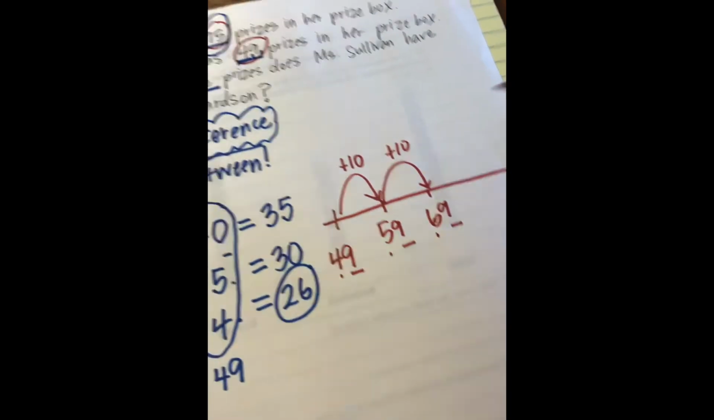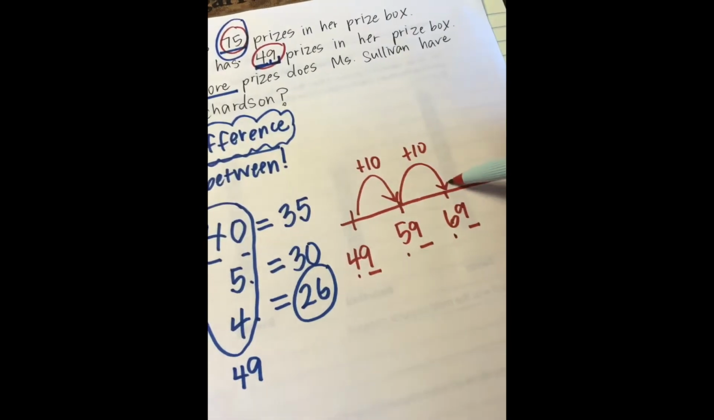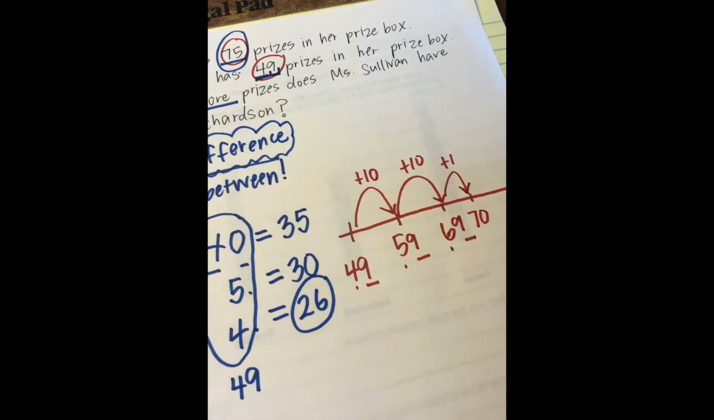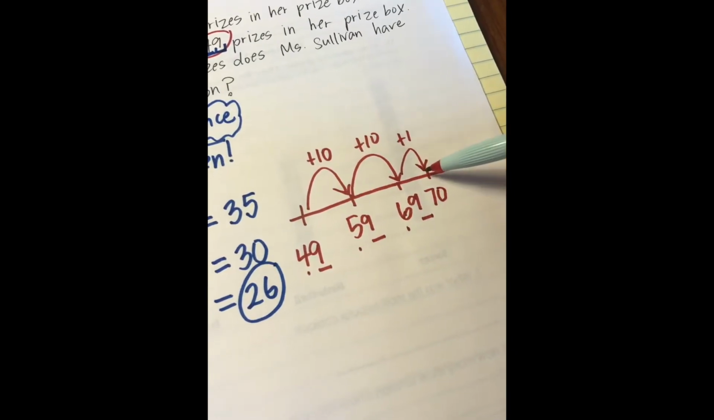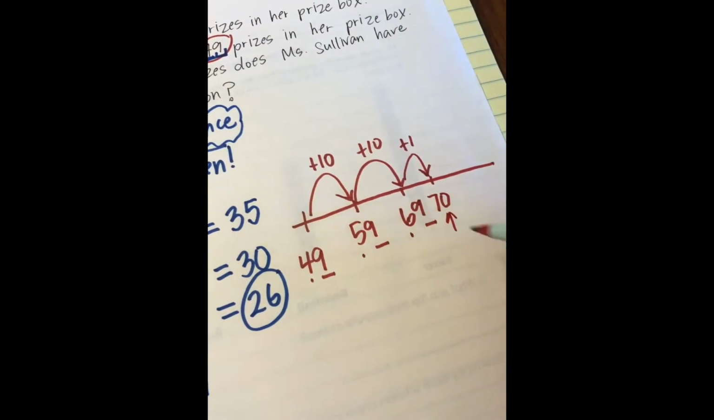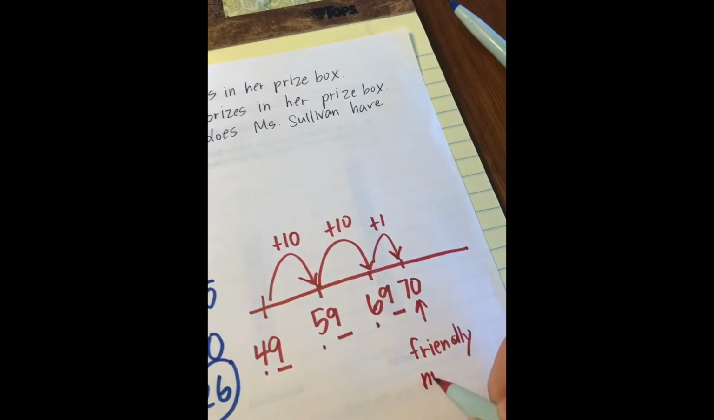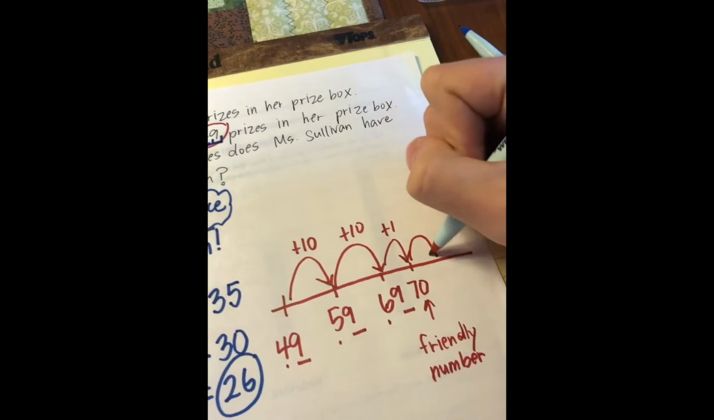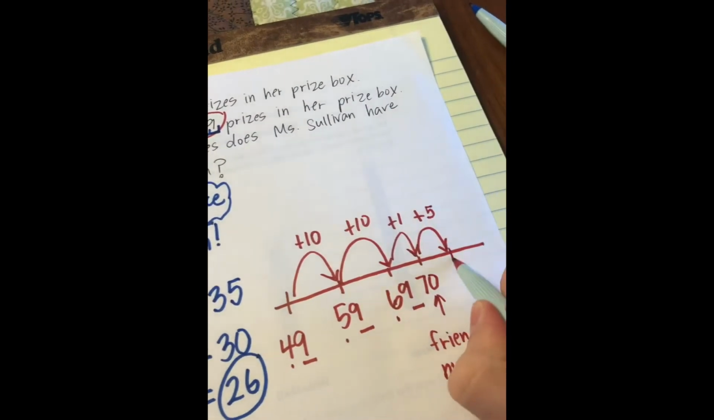And now, we're trying to get to the number 75, right? So we're at 69. If I add 1, that brings me to 70, right? And I don't have to count on my fingers to get from 69 to 75. I can just add 1 first to get to a friendly number, which is 70. And then add 5 more to get to 75.